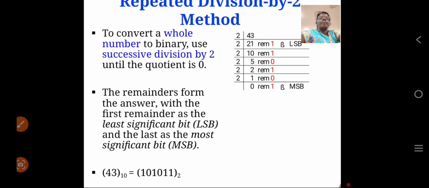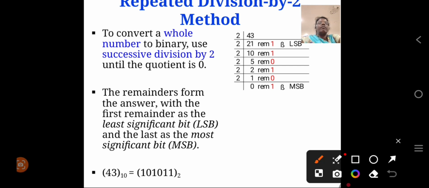This is the example for performing decimal to binary conversion. This is the repeated division by 2 method, or successive division by 2 method. How is it performed? Take the example 43, the given whole number in decimal that should be converted to binary. We perform the successive division by 2. Divide 43: how many 2's are available in 43? 21 2's are available. The remainder is 1. That is the first remainder.